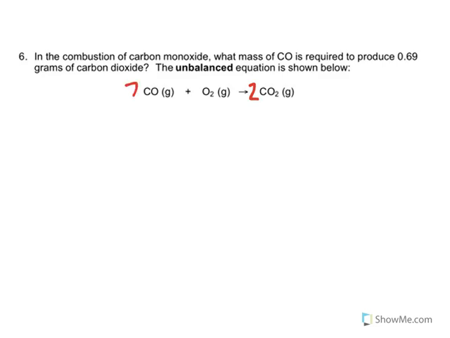That gives me 2 carbons, which I can put 2 here to fix that. Well, this 2 gives me 2 oxygens here, plus these 2 oxygens for a total of 4. And I needed 2 times 2, which is 4 over here. So this balances out. Now let's read the question.